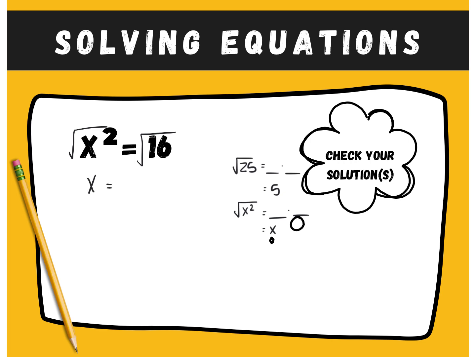On the right-hand side, I have to think about the square root of 16. So similarly, I want to know what number times itself gives me 16. In this case, 4 times itself gives me 16. What's interesting is there are two answers to this equation. Another answer would be that x is equal to -4. Now let's check those solutions and talk about why there are two solutions this time as opposed to just one.